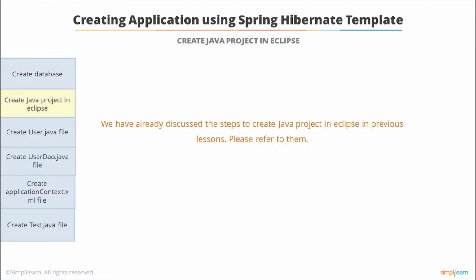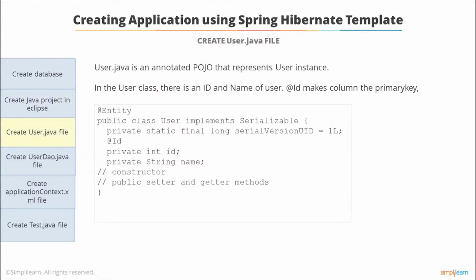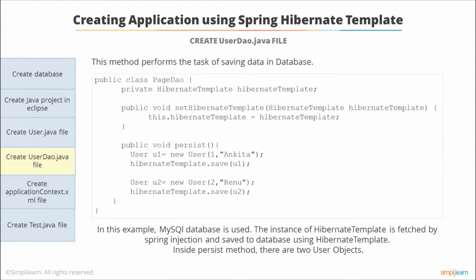We have already discussed how to create a project. We then create the user.java file and mark it with the Entity and Id tags as annotations. We then create the user DAO file where we create the Hibernate template instead of the JDBC template, and this is how we would persist the information using the persist method.